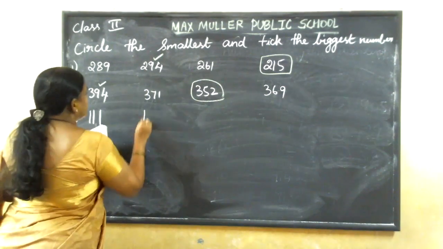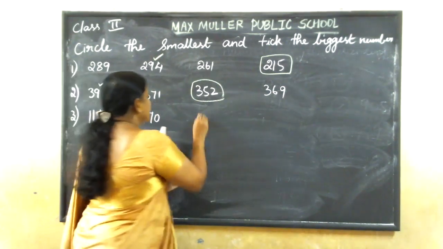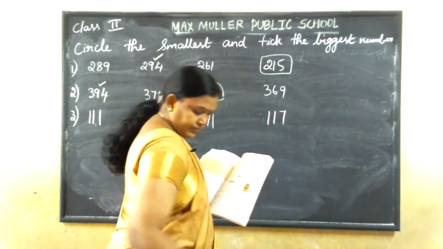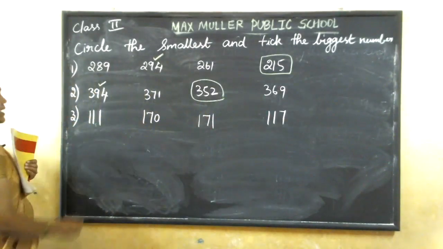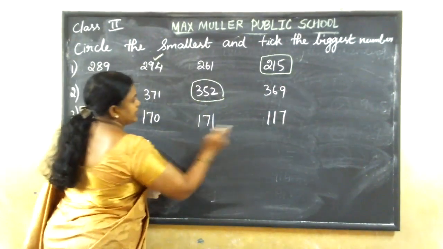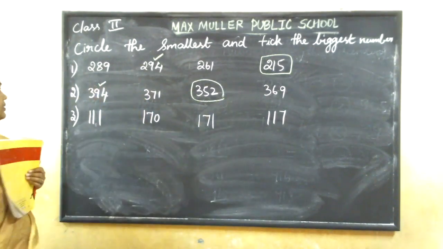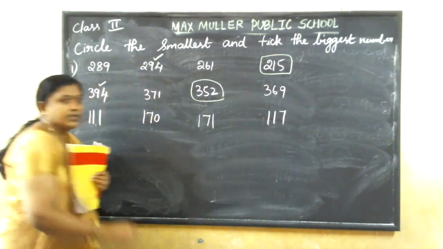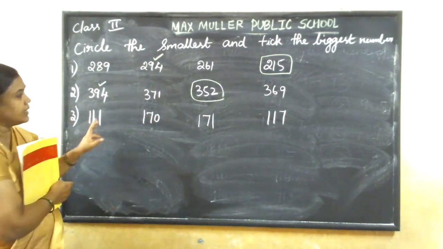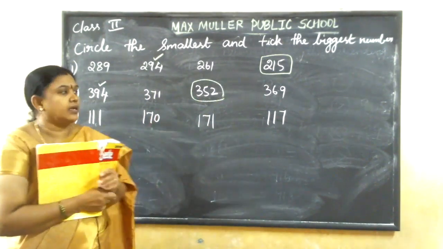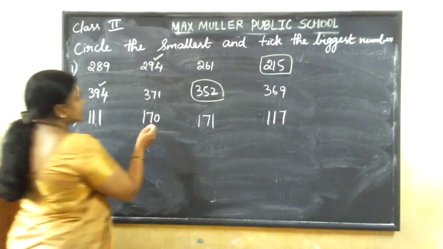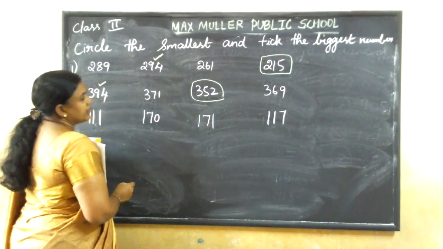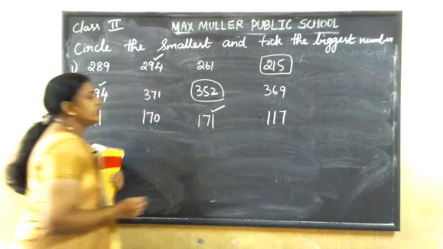111, 170, 171, 117. See the hundreds place: 1, 1, 1, 1. So now we will go to the tens place. Here 1, here 7, here 7, here 1. In the tens place, 7 is there twice, so first we will go to 7. See the ones place: here 0, here 1. Which one is the bigger number? This one is the bigger number. So for that you want to tick.